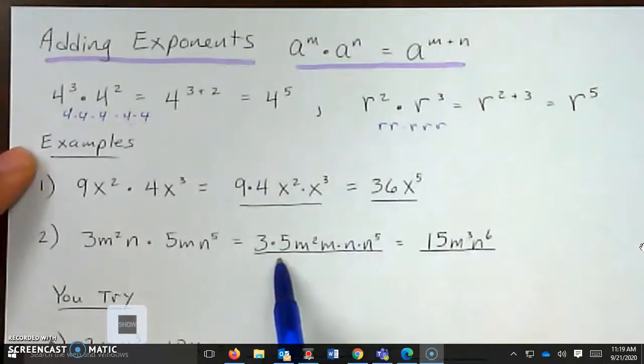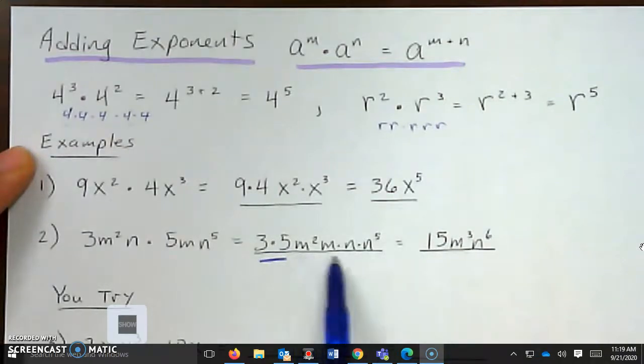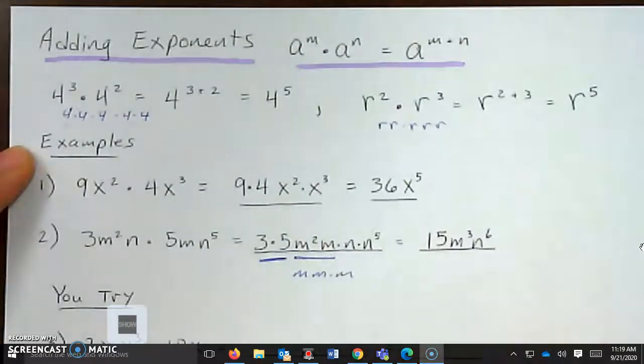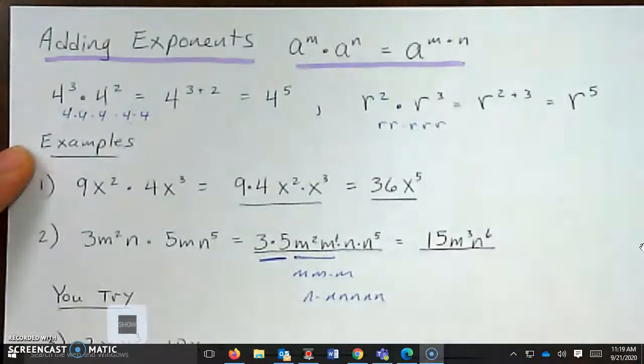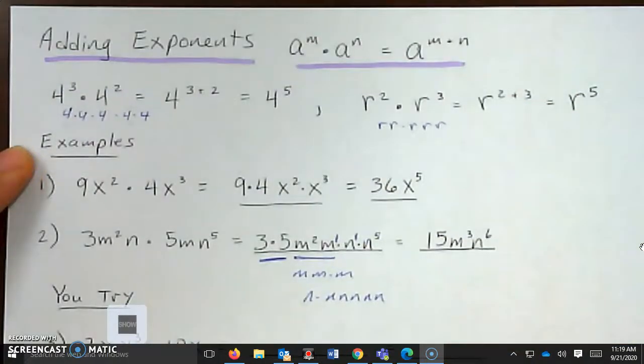I kind of think of it as 3 multiplications. 3 times 5 is 15. M squared times m would really look like m squared times m. Right? How many do you see there? 3. I'm adding the exponents. And if you say, wait, I don't even see an exponent, you can put a little 1 on that m. You're allowed. It's always there. It's kind of hiding. Same here. N times n to the fifth really looks like n to the first times n to the fifth. And if you count, there are 6 of these. And that's why there's a 6 there. Again, you can put that 1 there.